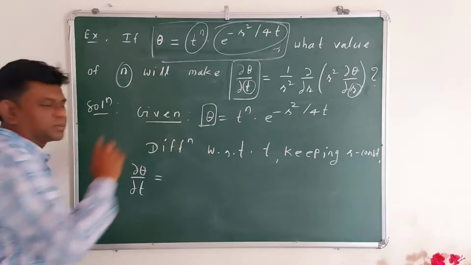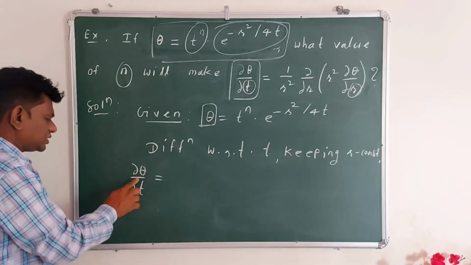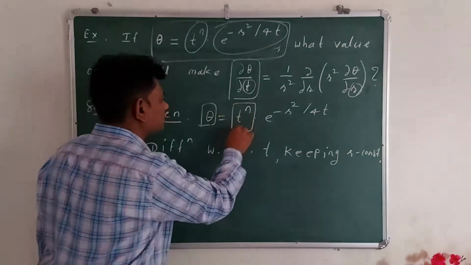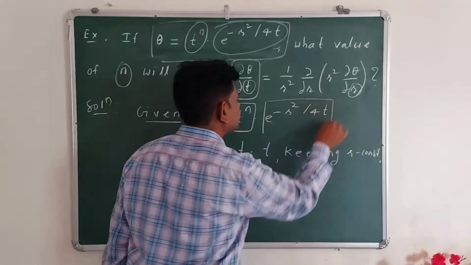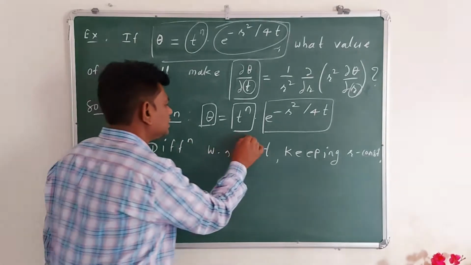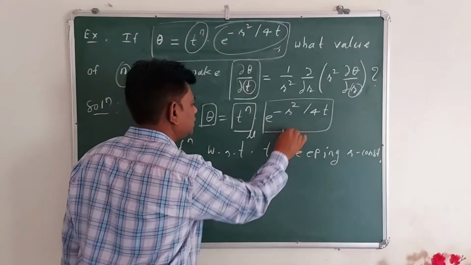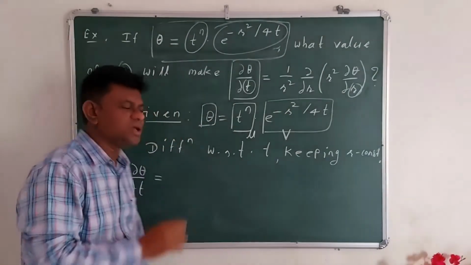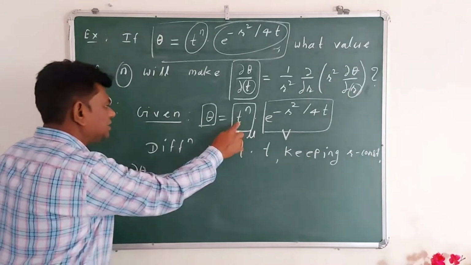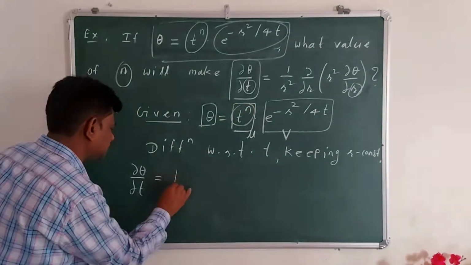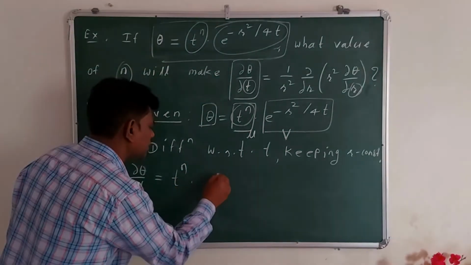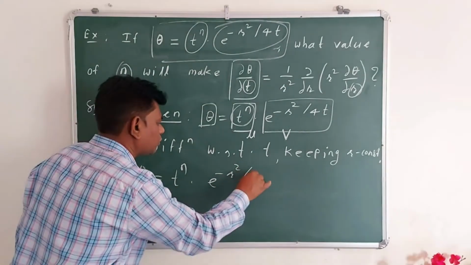Now the derivative of theta with respect to t is del theta by del t. Here t to the power n is a function of t and e to the power minus r square upon 4 times t is also a function of t. So this is denoted by u and this by v. Now by applying the product rule of differentiation, u as it is, that means t to the power n as it is, times the derivative of v, that means the derivative of e to the power minus r square upon 4 times t.